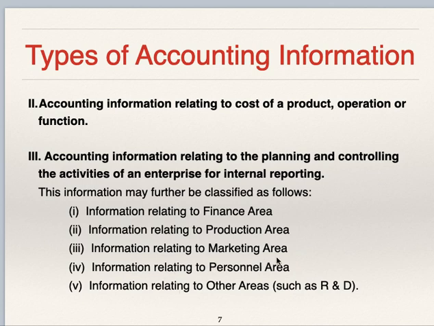Next information is relating to marketing area. So this is nothing but information about the ratio of sales to selling expenses to advertisement. What is the total expenditure on advertisement? Is there any new market? What is the selling cost, etc. Information relating to personnel area. So here information about labor turnover, efficiency of labor, idle time, etc. This information is relating to personnel area.